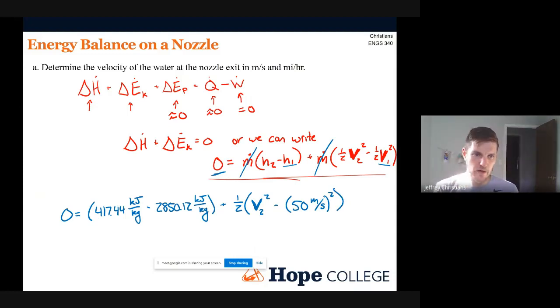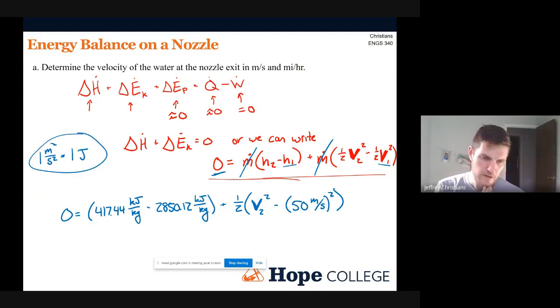So we run into a little bit of a unit conundrum because on one side we have kilojoules per kilogram. On the other one we have meters squared per second squared. But if we remember, 1 meter squared per second squared equals 1 joule per kilogram. So the unit conversion is actually fairly straightforward. 1 kilojoule per kilogram is 1,000 meters squared per second squared.